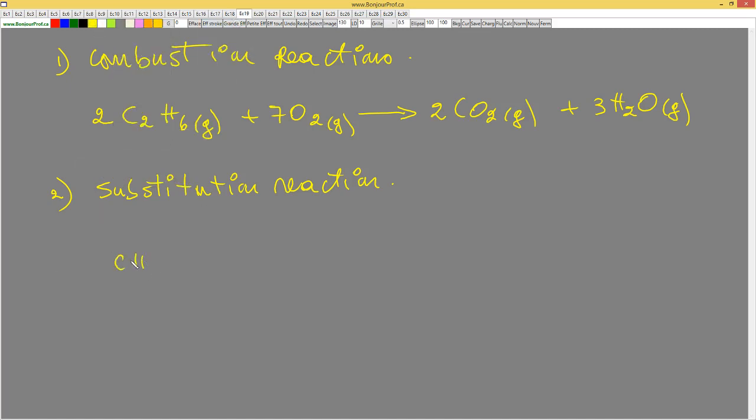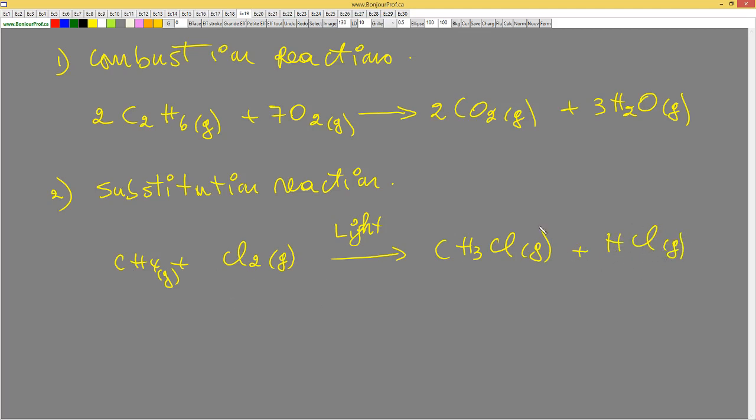CH4 plus, for example, Cl2 gas, chlorine gas. And if I give the appropriate conditions, for example light that catalyzes the reaction, it gives me that plus HCl. And by this reaction, I can form HCl, hydrochloric acid.